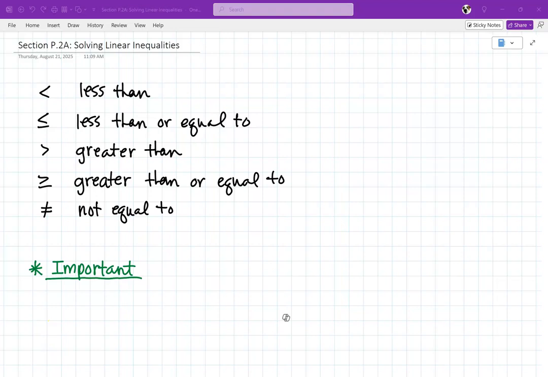All right, so today we're going to be working on section P.2, part A. There is a part B, but we're not actually going to do it. Solving linear inequalities. Now, inequalities are these symbols right here. Less than or equal to, greater than or equal to, or not equal to. Now, the not equal to one, we're not really going to use, but these other four on top, we are.